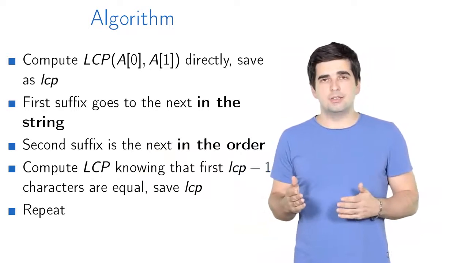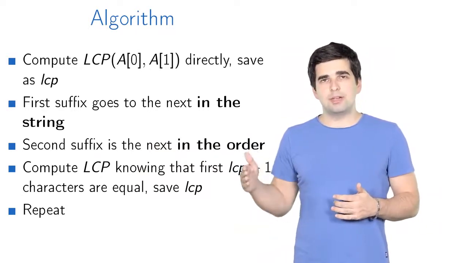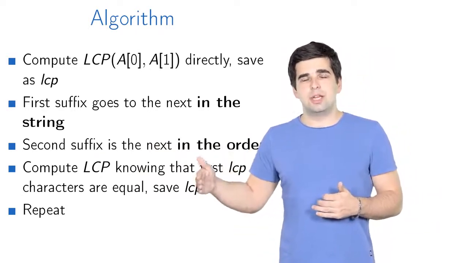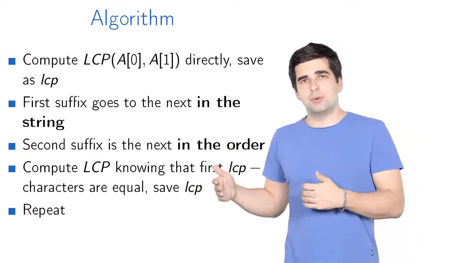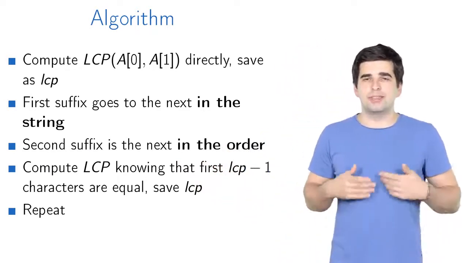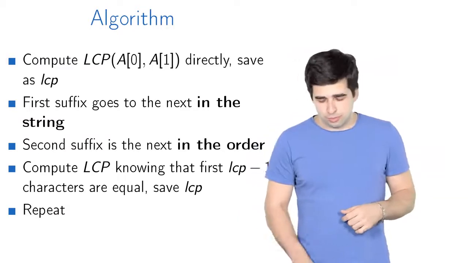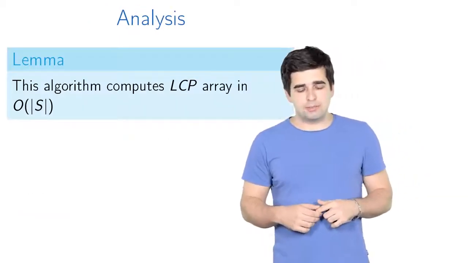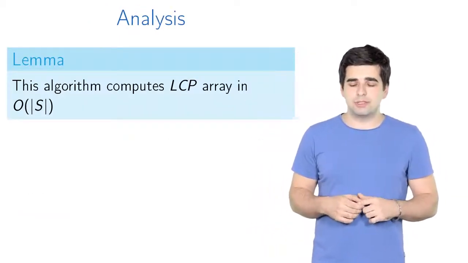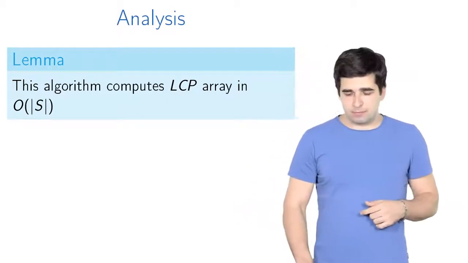And the idea is, when we make each comparison, we increase LCP. And when we move to the next pair, we decrease LCP by at most 1. And this is why we cannot do too many iterations. So the lemma states that this algorithm computes the LCP array in linear time.